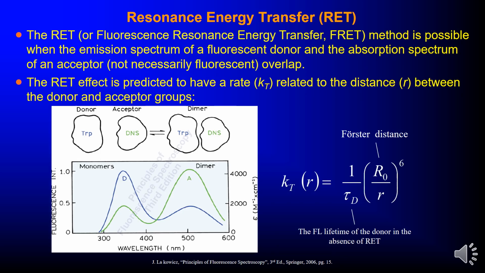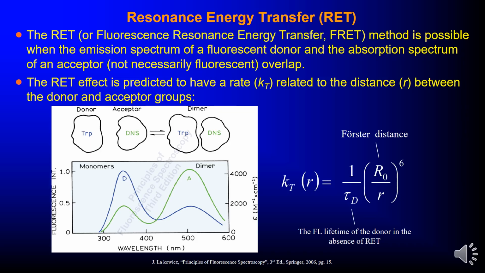So resonance energy transfer, or fluorescent resonance energy transfer, is possible when the emission spectrum of a fluorescent donor and the absorption spectrum of an acceptor overlap.